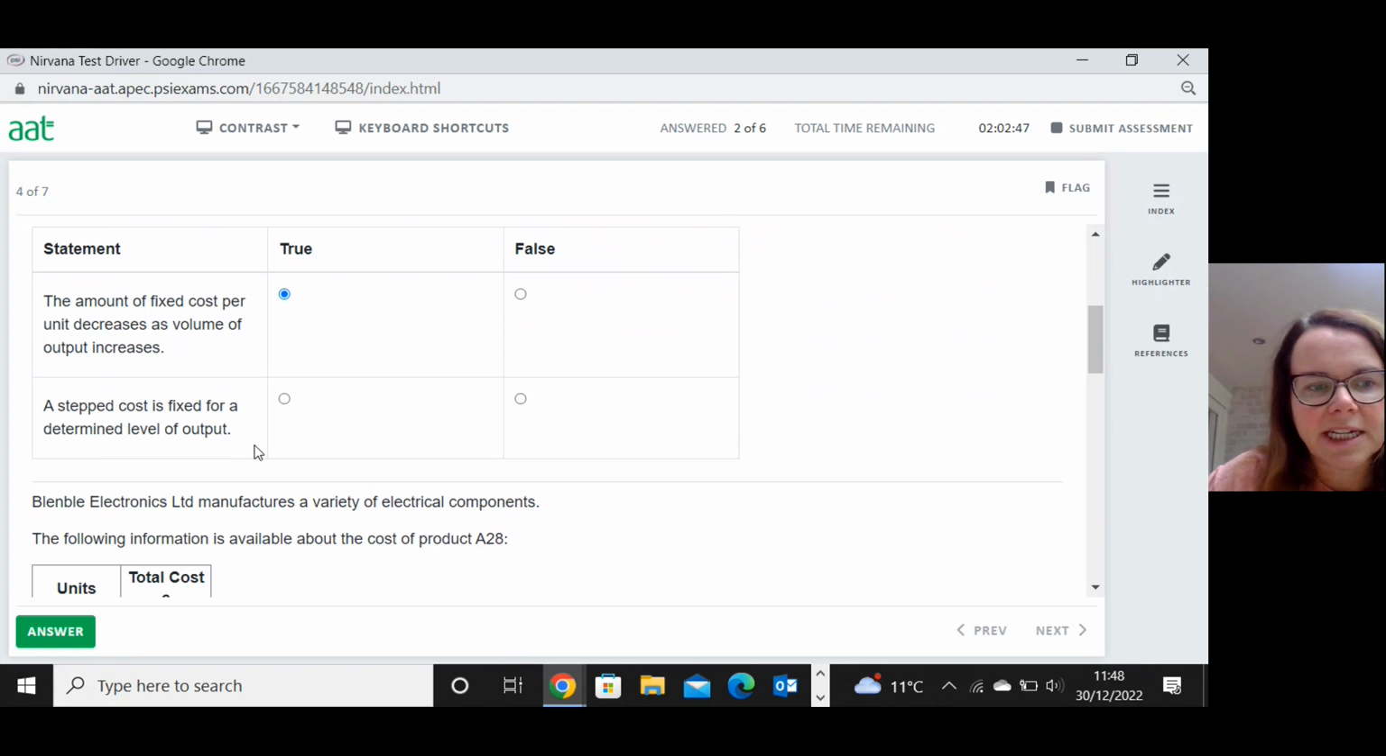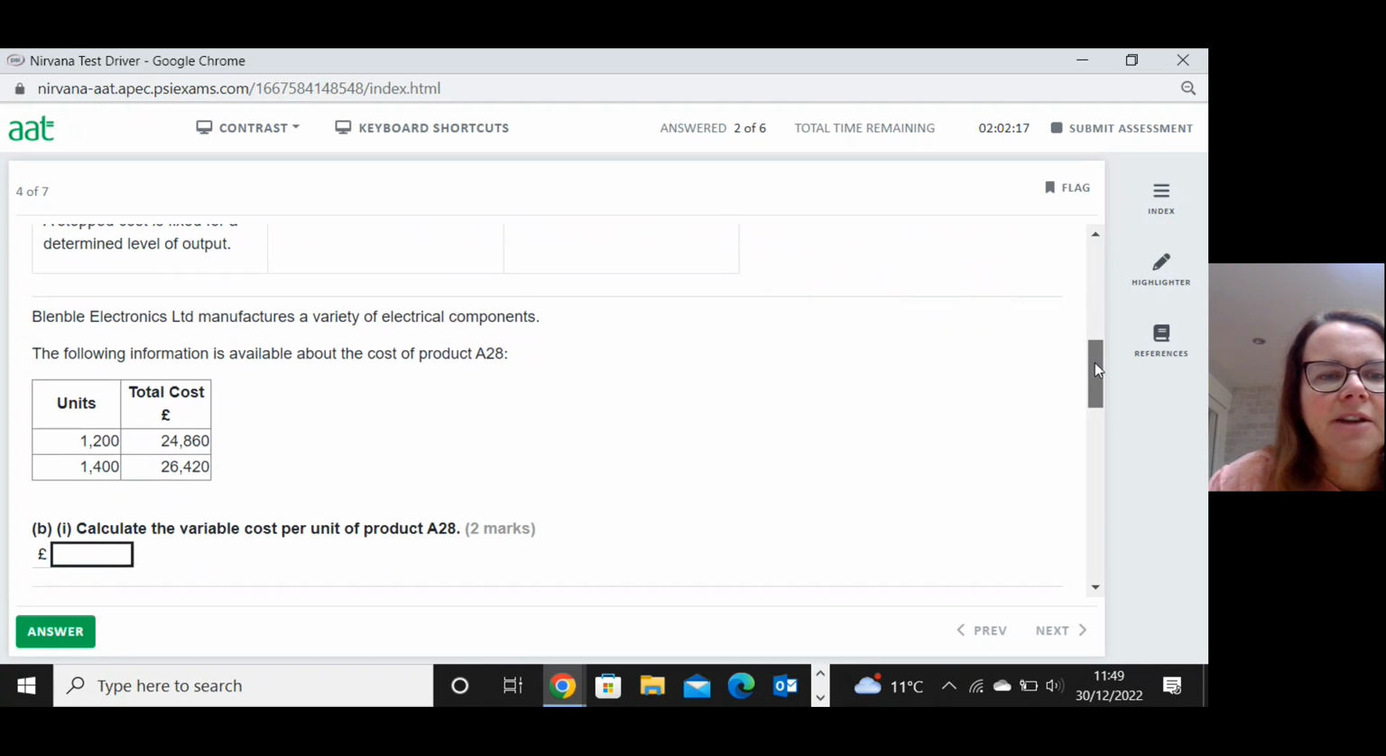A stepped cost is fixed for a determined level of output. A determined level of output means between, for example, 0 and 1,000. So between 0 and 1,000, you might be renting a warehouse to store your finished goods. And then from 1,000 to 2,000 units, you would need another one. So your cost would step up. So yes, that is true.